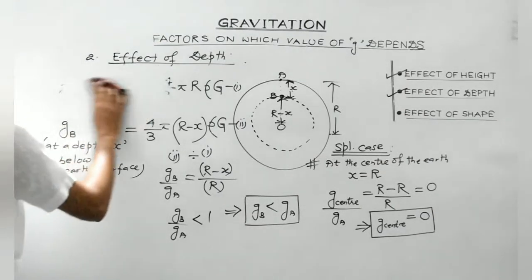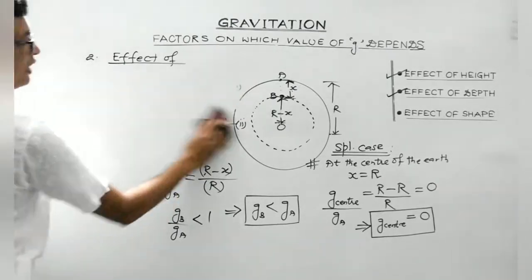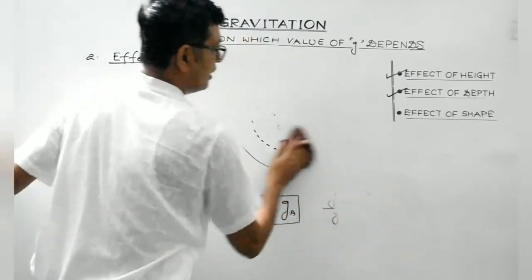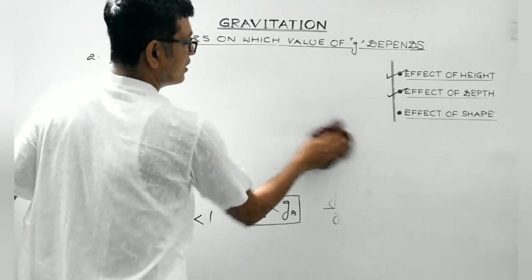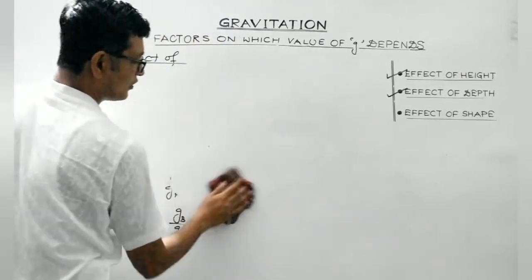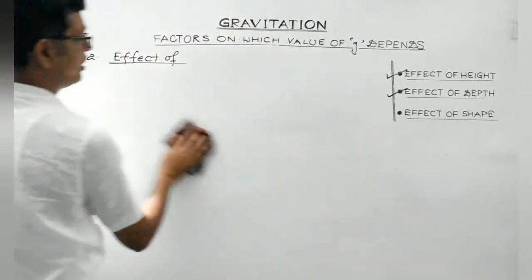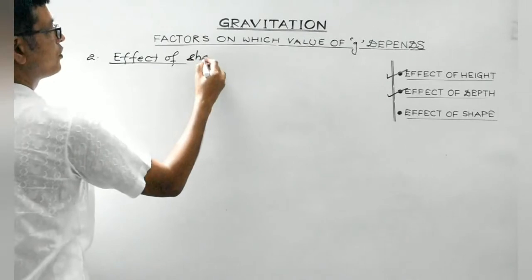Now let's discuss the variation in the value of small g with the shape. As I have told you students, for all practical considerations, we consider the Earth to be perfectly spherical. But actually, it is not spherical. It is egg-shaped. It is ellipsoidal. So, effect of shape of the Earth.